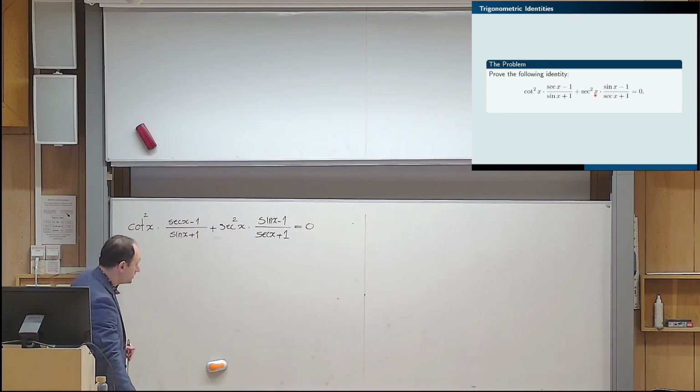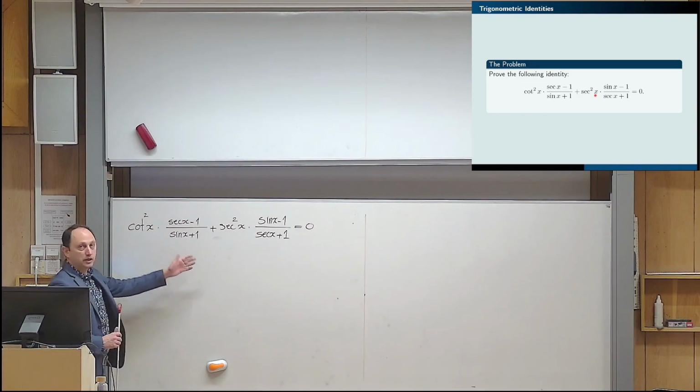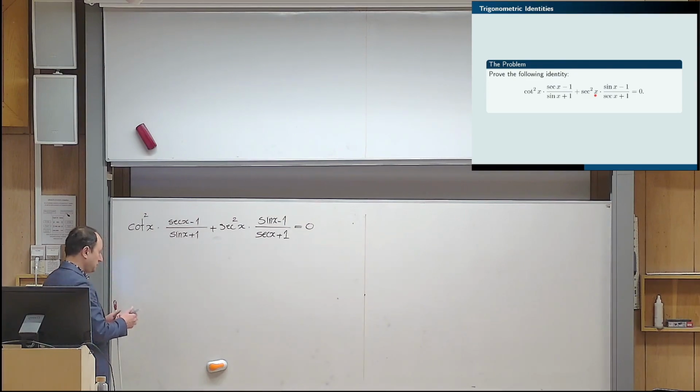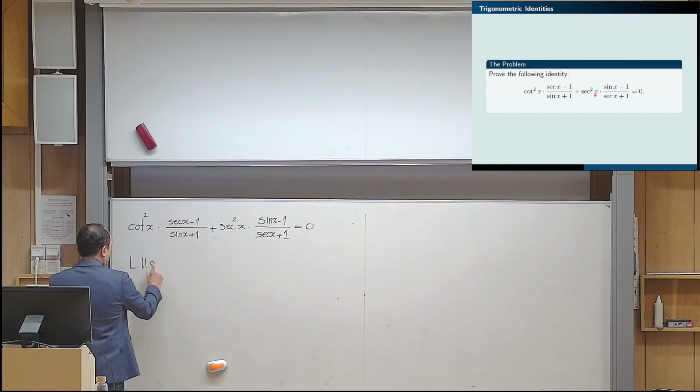So this is the identity that I am supposed to prove. Okay, I start from the left-hand side and try to simplify this expression so that I reach the right-hand side. So let me write the left-hand side equals to. Maybe the natural point to start is to write the definitions of cotangent and secant.